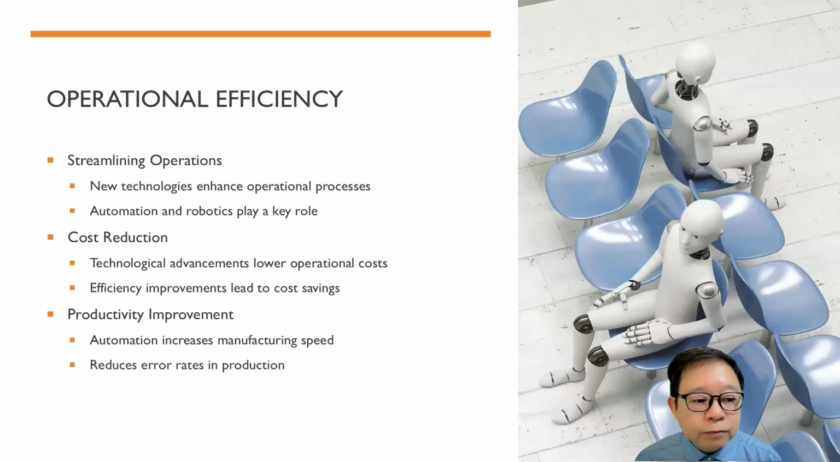So operational efficiency. We can streamline the process. There's a lot of new technology we can use to enhance the operational processes. And by automating the process, the automation and robots become a very important item. The other advantage is to reduce the cost. Technology advancement can help us to lower the operation cost, especially deploying robots in the workplace, right? But I don't think that it can completely replace the human. Efficiency improvement leads to cost saving and productivity improvement, right? Automation increases the manufacturing speed. We all know that. It can also reduce errors, right? So once you find the process has an error, you modify the process and reprogram the robot, right? Or for example, you have a new procedure for the staff. Then in this case, you can reduce the error.